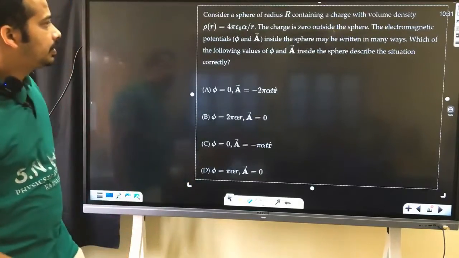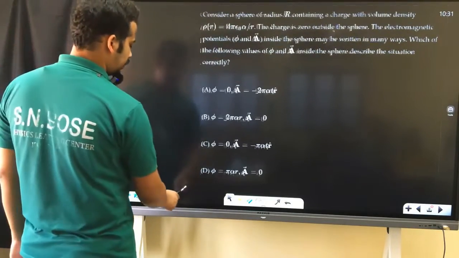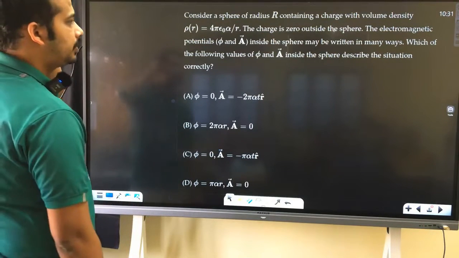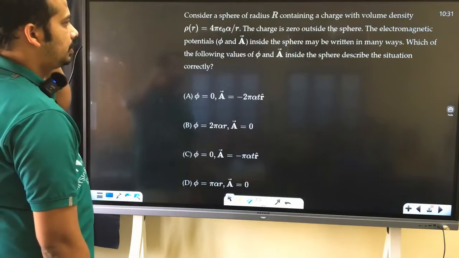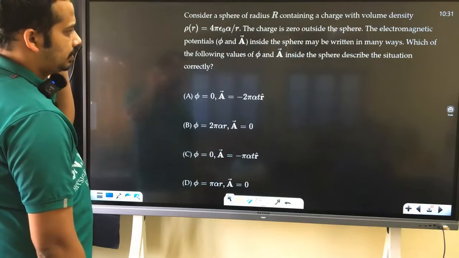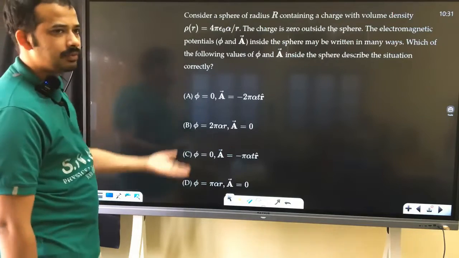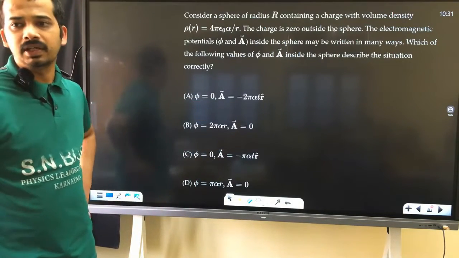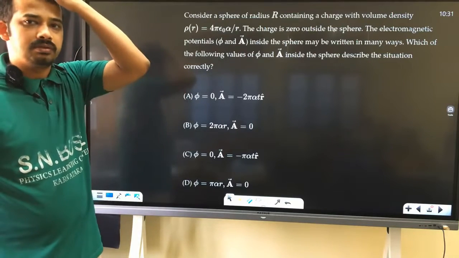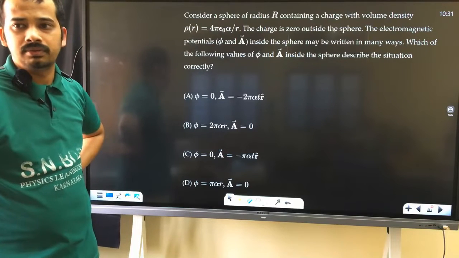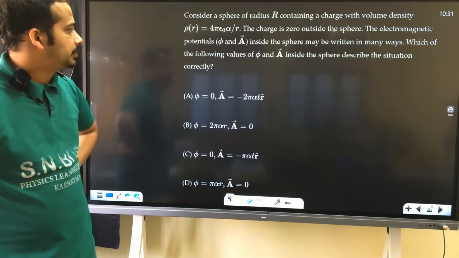Consider a sphere of radius r containing a volume charge density. The charge is zero outside the sphere. The electromagnetic potential inside the sphere may be written in many ways. Which of the following gives that? I think from this one you had better find the electric field. Use Gauss law, the divergence of the electric field, and cross-check whether you get this one or not. Shall I move on?